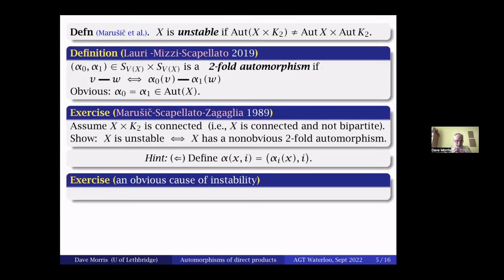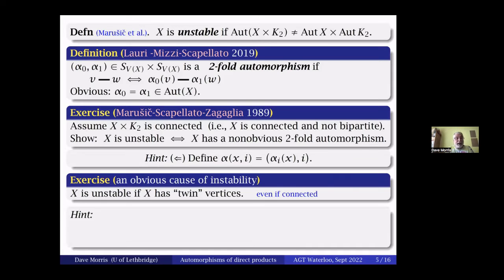All right, so when I'm asking for unstable graphs, I'm asking for graphs whose double cover has an unexpected automorphism. That's the same as trying to find a twofold automorphism of the original graph. With that in mind, there's an easy condition that implies that the graph has one of these unstable automorphisms. It's going to be unstable if X has what we call twin vertices. I'll explain what that means in just a second. And that's even if X is connected, even if it's not bipartite, whatever.